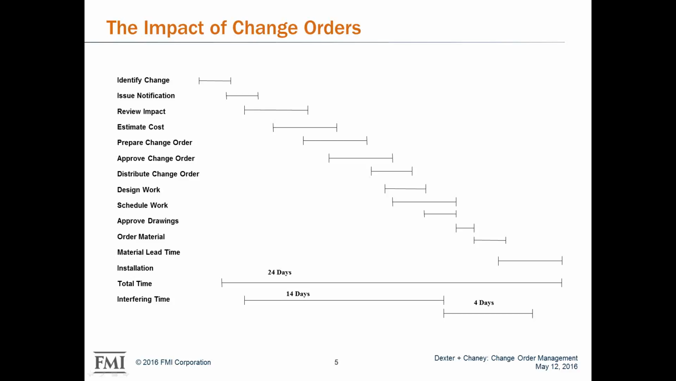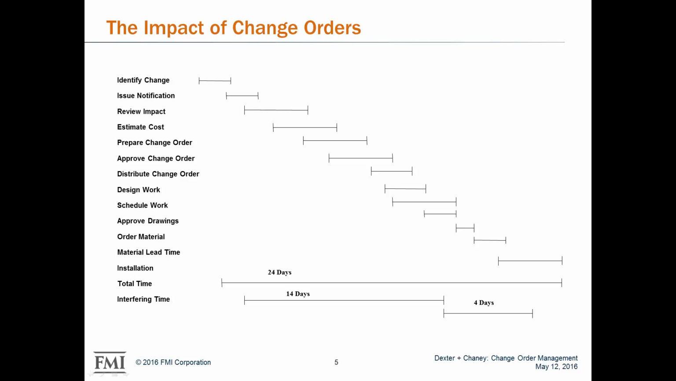So what we've got right here is a schedule that shows the impact of change orders in terms of days. As you go through most of these items, they're looking at roughly 1 to 4 days. At the end of this, only about 4, 5, or 6 days are actually spent doing work. The rest is things you have to do to get the work done, whether it's preparing the change order, getting it approved, designing the work, any of that stuff.